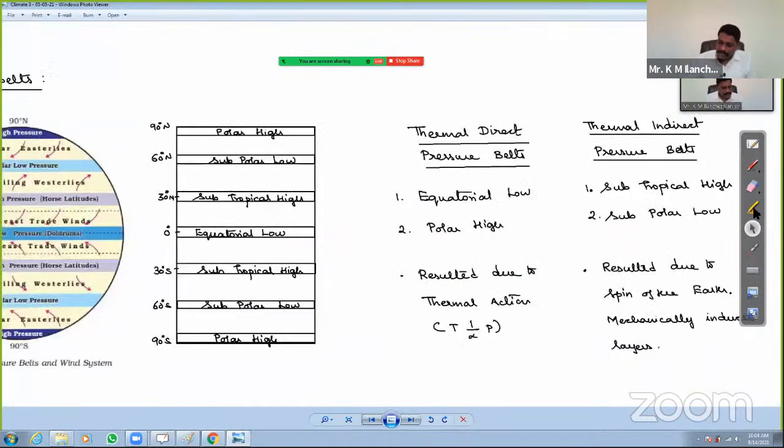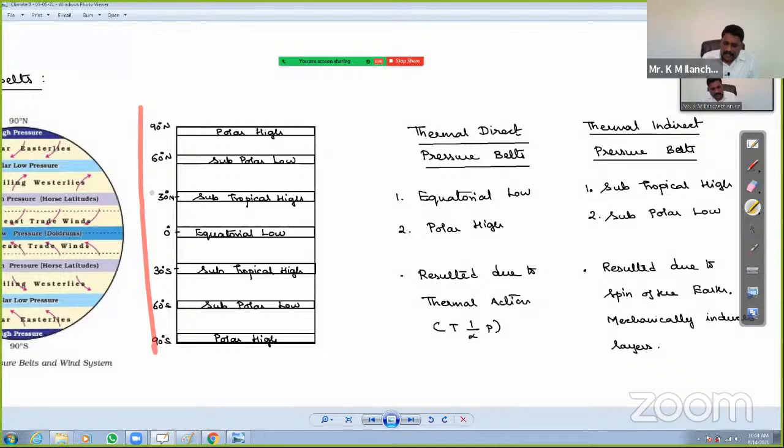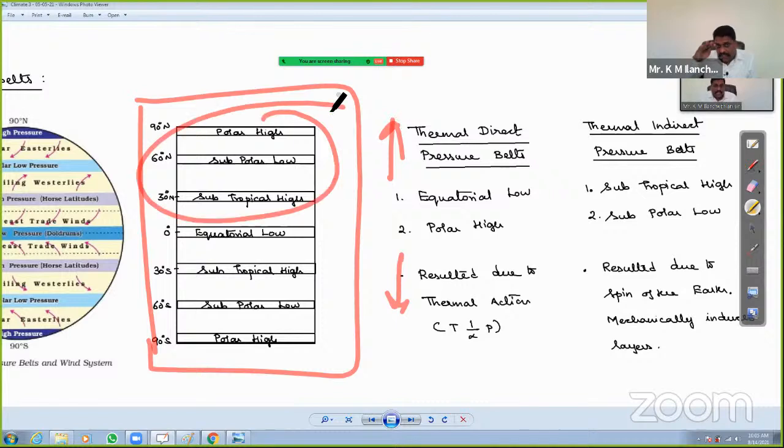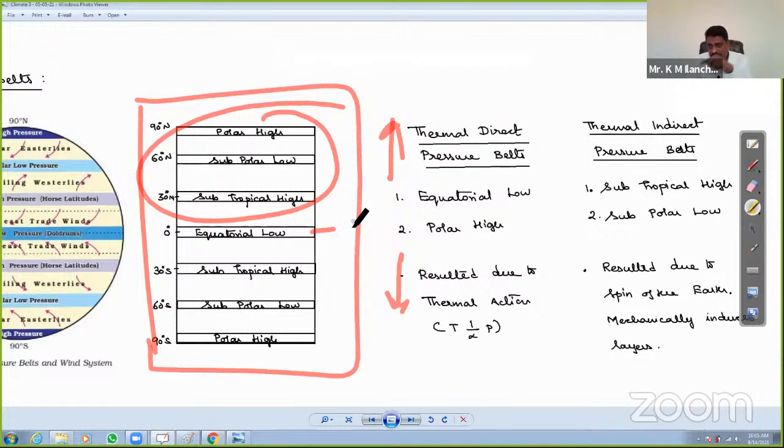There are 7 pressure belts, right? We have identified 7 pressure belts. Every pressure belt will shift north and south during their respective seasons. All these pressure belt shifts will be within the same hemisphere, correct? But the equatorial low is an exception because, as I told you, during summers the equatorial low is going to be placed completely in the northern hemisphere, and during winters completely in the southern hemisphere.